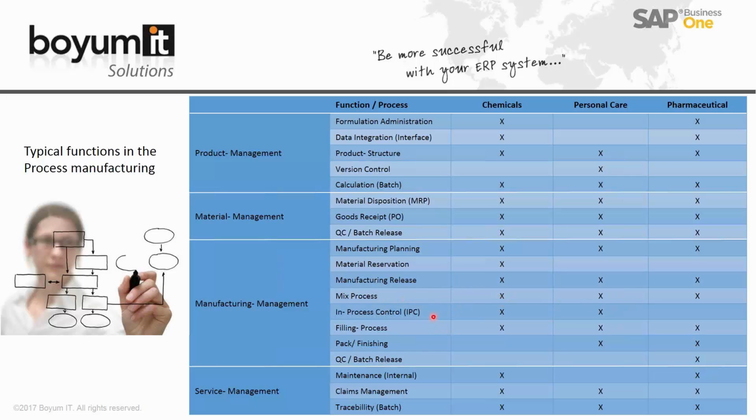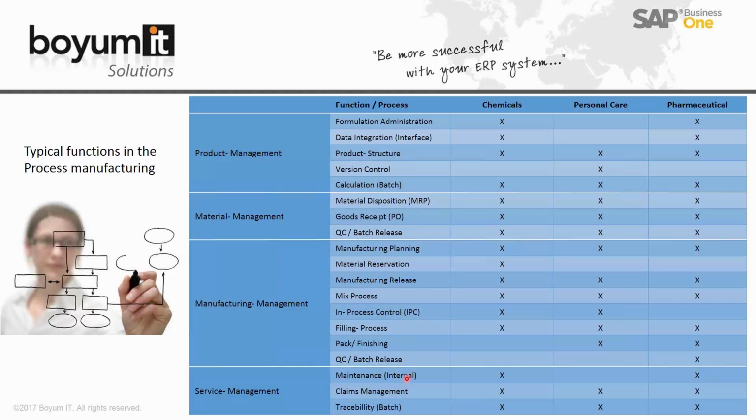In-process control means you have some quality control inside your manufacturing, and you connect some quality control orders to your operations. This is typical maybe more for chemicals and personal care. And then you have a filling process where you do some filling, some packing, and then at the end the quality control. Quality control at the end is more pharmaceutical, because in chemicals and personal care you do it inside your production, in the in-process control.